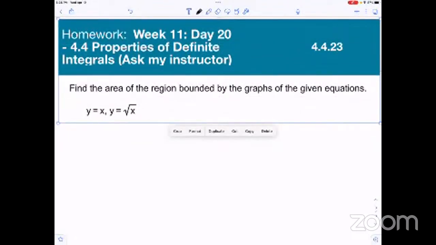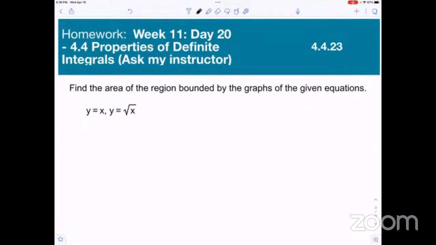You said the square root of x is above the first equation only when x is between 0 and 1. Once we get on the other side of 1, then it reverses. So we're only focused on the region from 0 to 1 for right now.